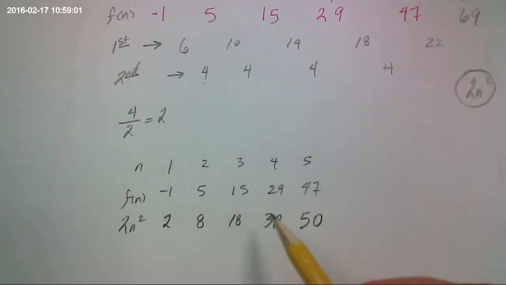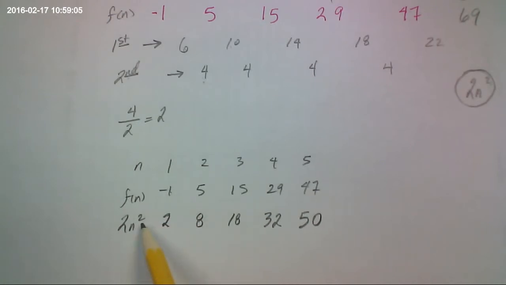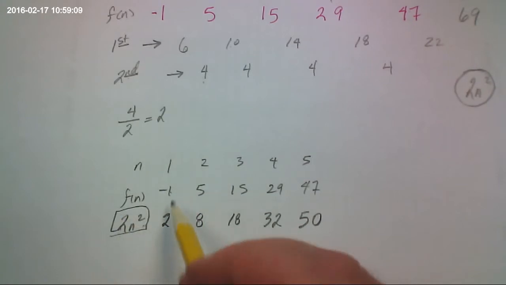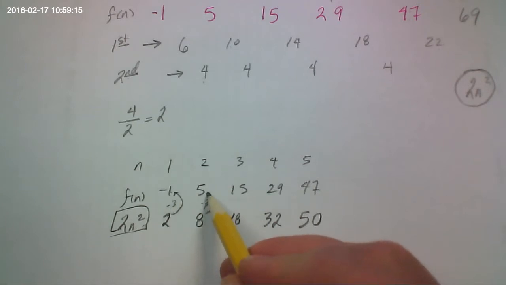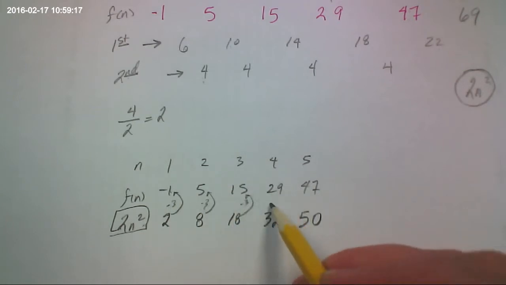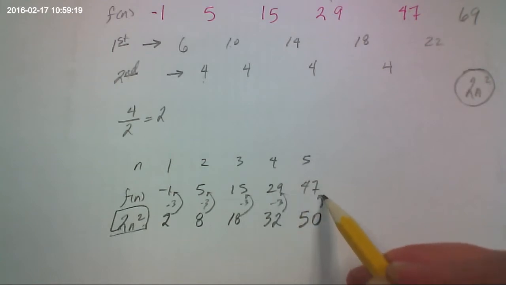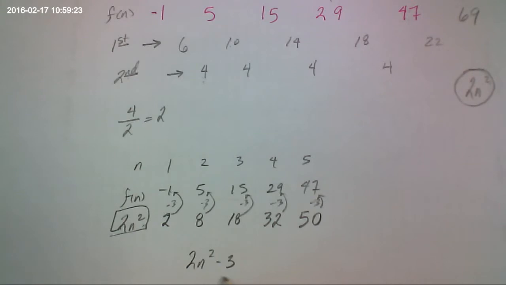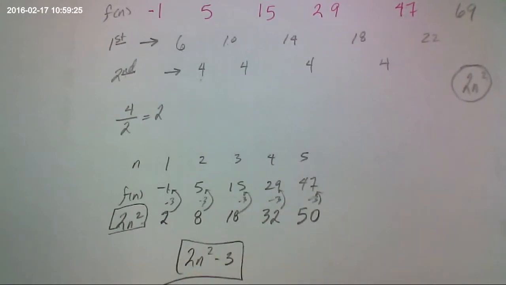Now, I have to look. I need this number to be that number. So I have to add or subtract something to this. It looks like if I were to subtract 3 from this, I would get that. In fact, that's what it looks like every time. And it is. So that's what I have to do. I have to take this and subtract 3. There's my nth term.